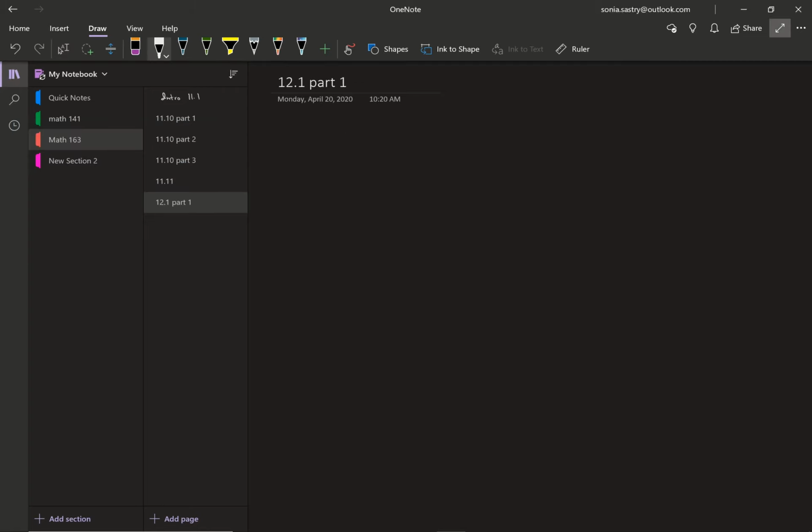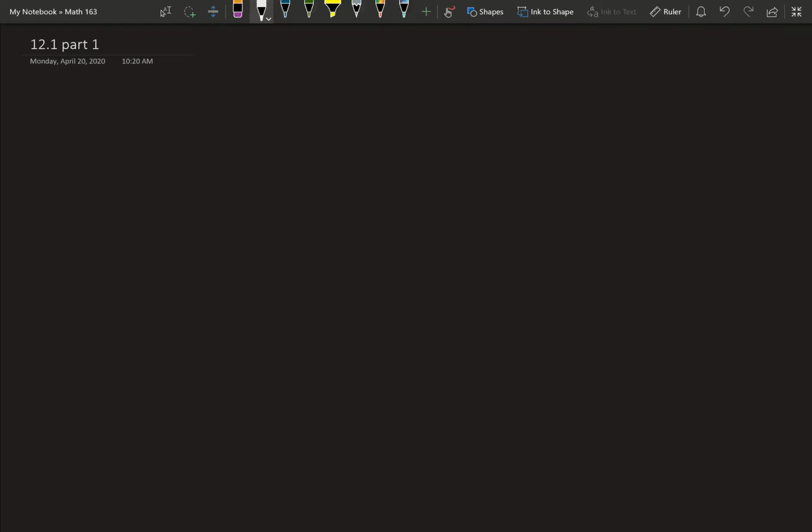Okay, so we're going to start chapter 12, which is essentially an introduction to three-dimensional coordinates, better known as R3, or three-dimensional Euclidean space. Well, let's just dive in here.